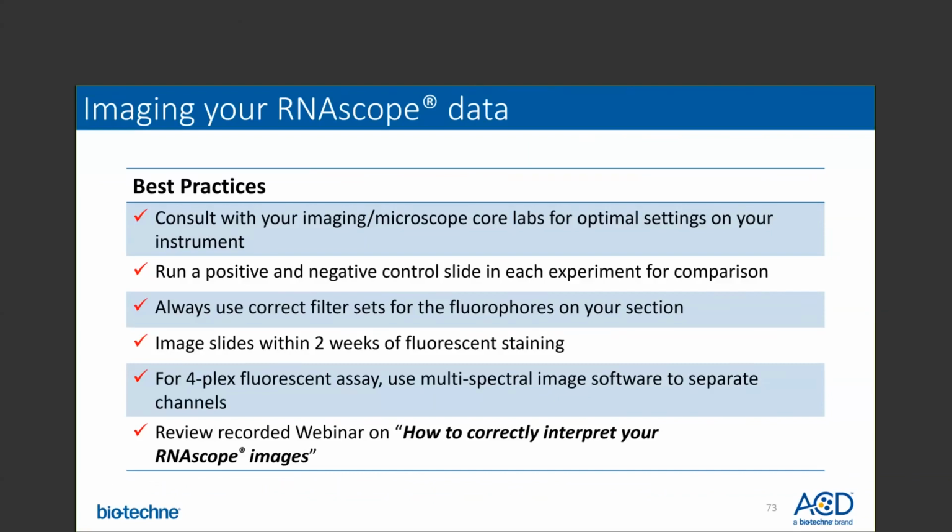Run a positive and negative control slide in each experiment for comparison. Always use correct filter settings for the fluorophores on your section. Image the slides within 2 weeks of fluorescent staining. Next, we will discuss some challenges that you may encounter when acquiring images from your RNAscope assay.